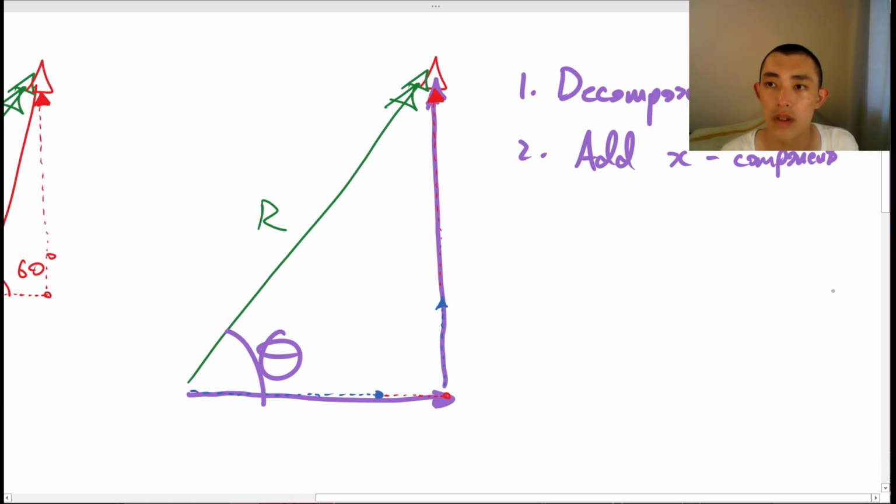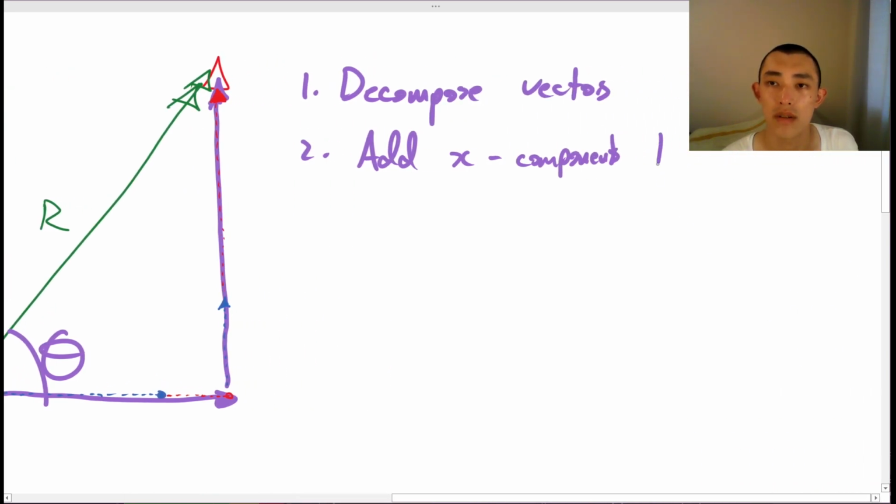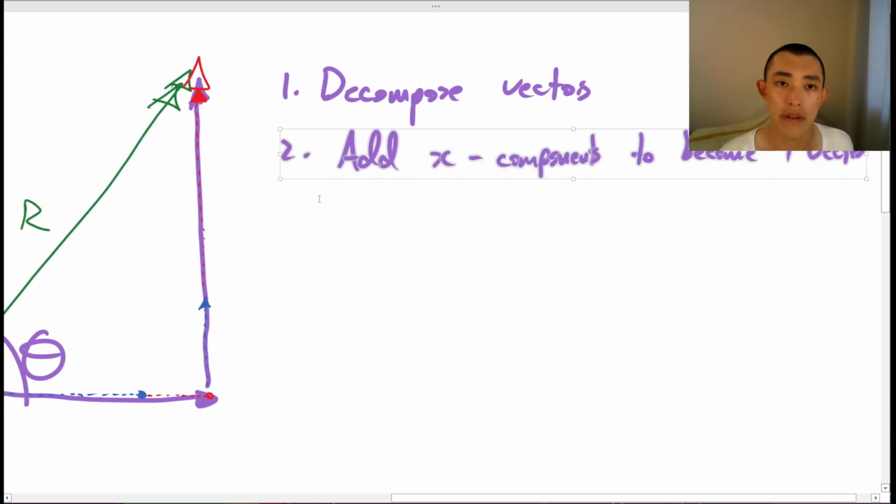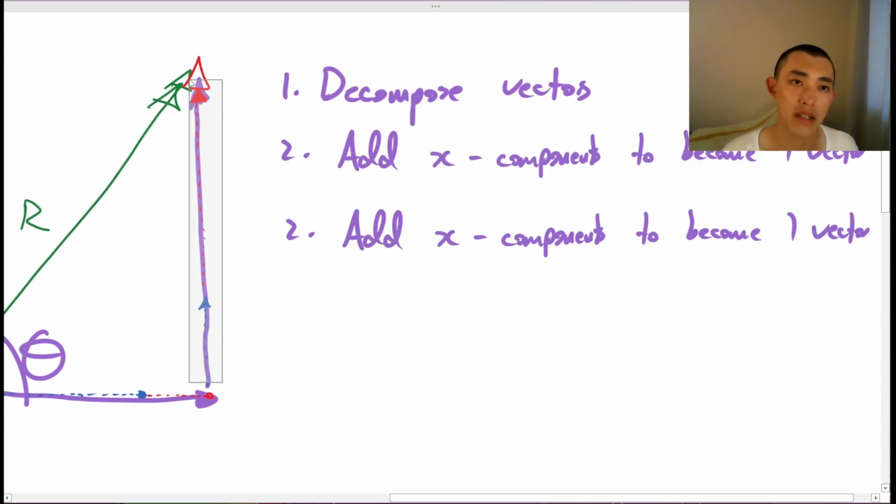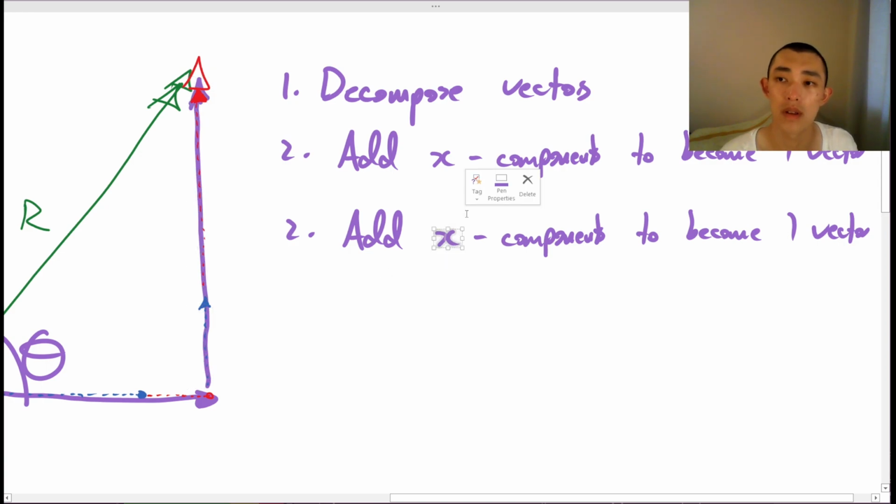Add x components to become one vector. We'll do the exact same thing for the y, right? So that's what we did here. We added together those y components.